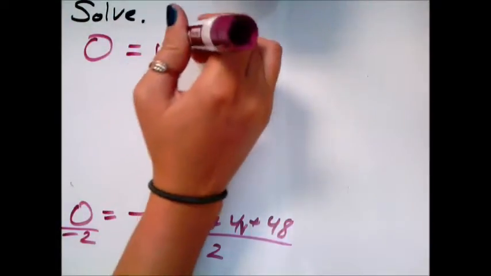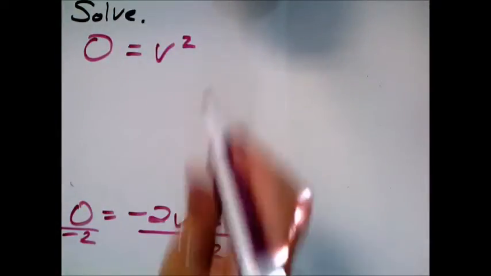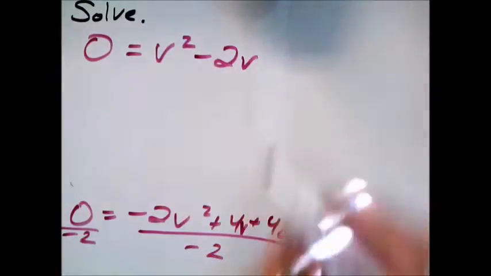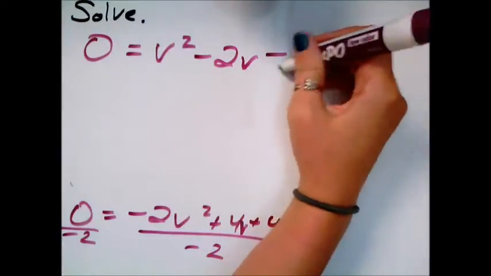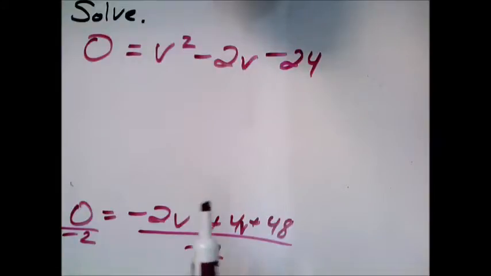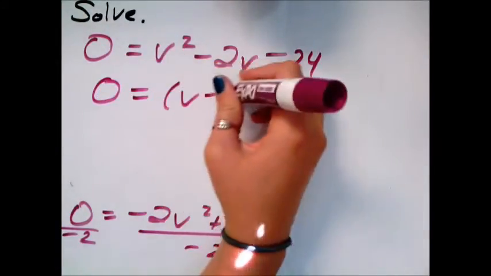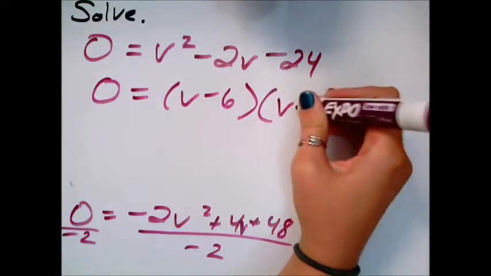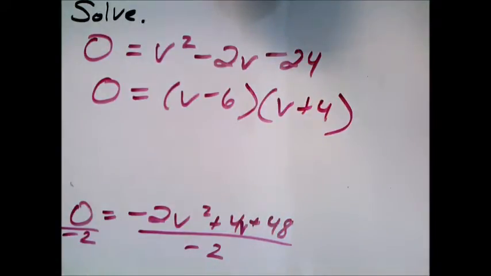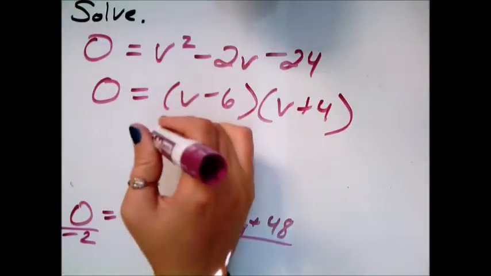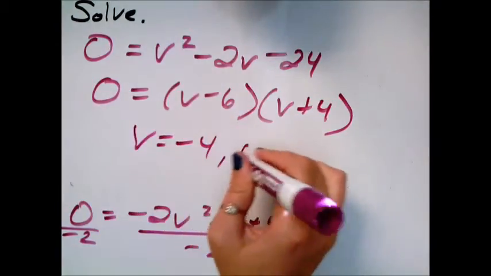Negative 2 divided by negative 2 is 1v squared. 4 divided by negative 2 is negative 2v. And 48 divided by negative 2 is negative 24. So now this looks like it'll factor a lot easier. Something that multiplies to negative 24 and adds to negative 2: v minus 6, v plus 4. So I have two possible solutions here. v is negative 4 or 6.